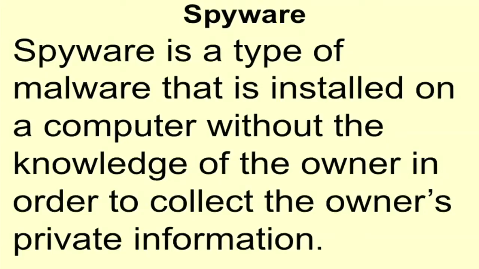Another thing that you must know here in this unit, which happens to be the longest unit in your course outline, so it has to be broken down into 2 units. It's very long. I've mentioned spyware for you. Spyware is a type of malware that is installed on a computer without the knowledge of the owner in order to collect the owner's private information.